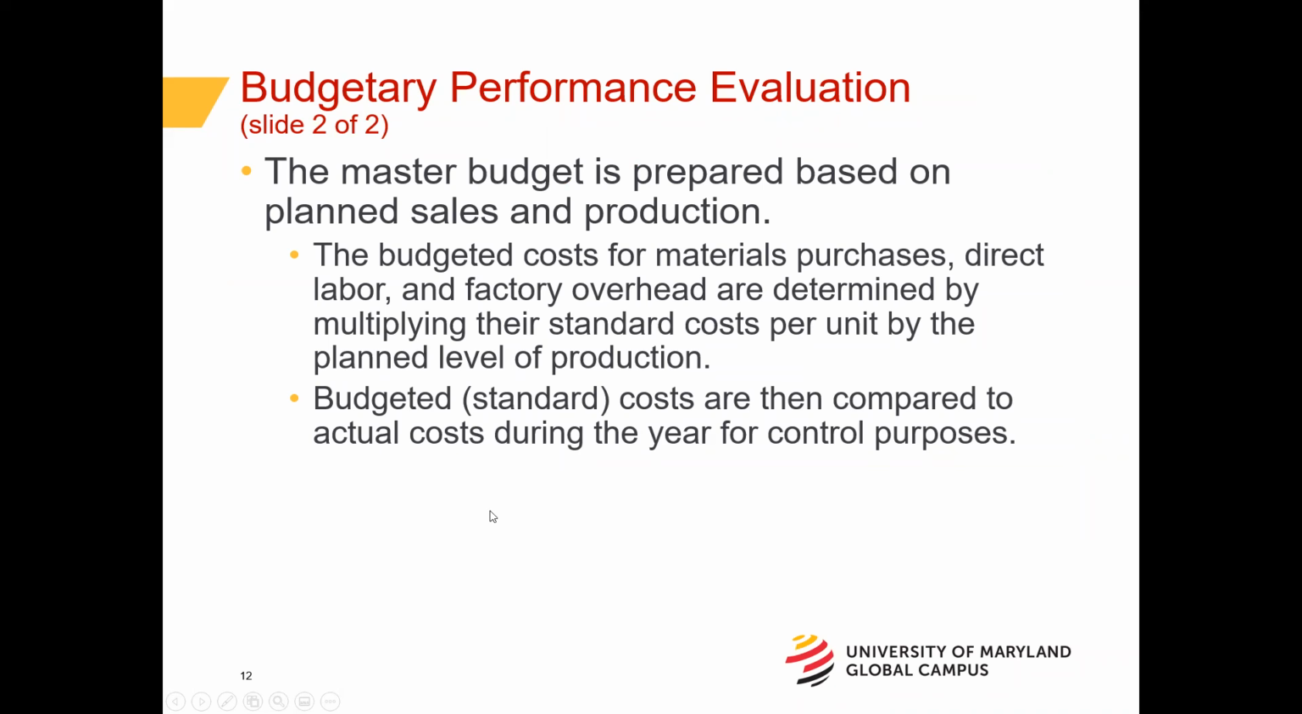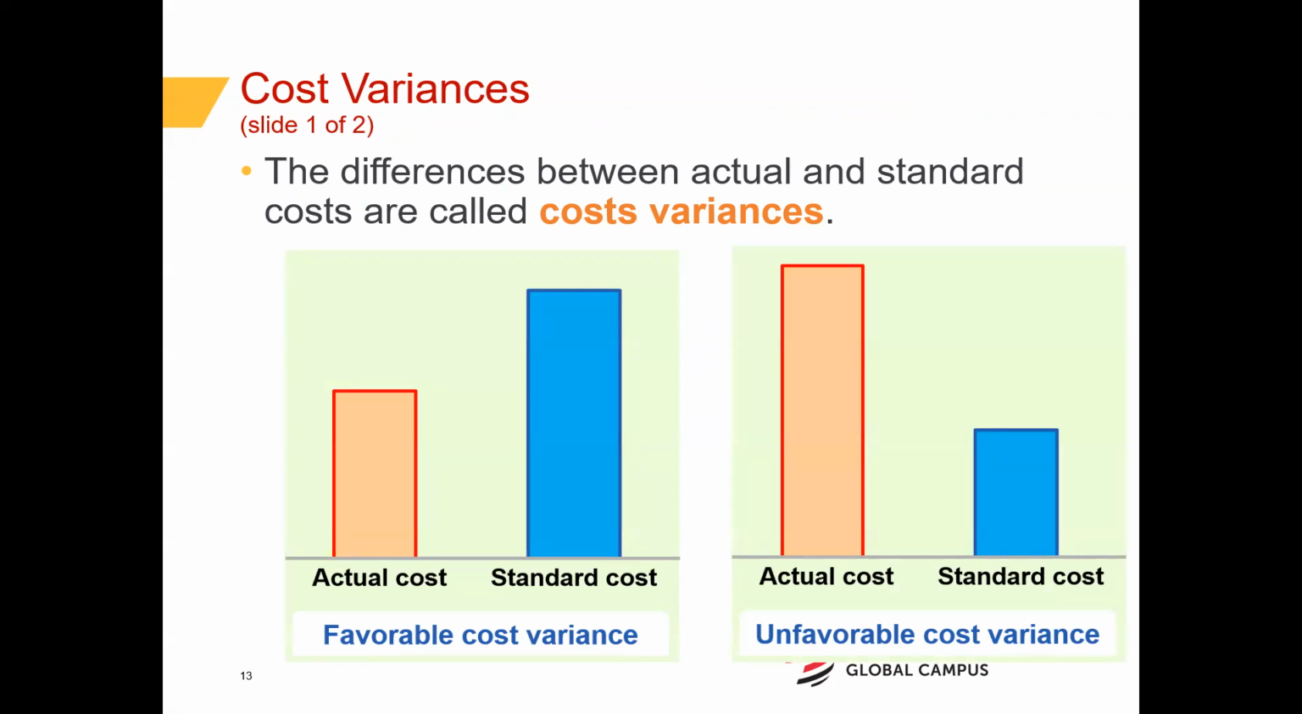To determine the budgeted costs, we take the standard costs and multiply that by the planned level of production. So in this case, $19.50 times the planned level of production. The budgeted costs, also known as standard costs, are compared to the actual costs throughout the year. When there's a difference between the actual cost and the standard cost, we call that a cost variance.